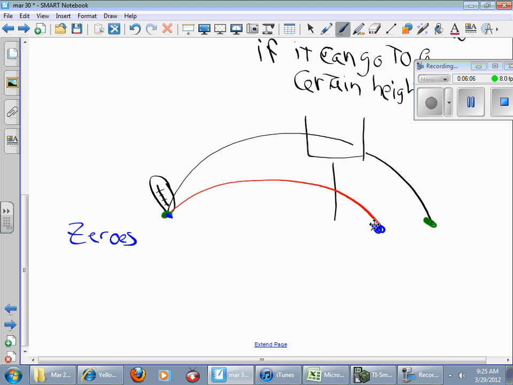Do the zeros tell us how high something goes? No. The zeros tell us at what time this thing's on the ground, right? And if we want to know if it can go high enough, this doesn't help us at all. So we won't use the quadratic formula on this. We want to know how high something goes. What are we looking for? We're looking for the vertex, right? The vertex.